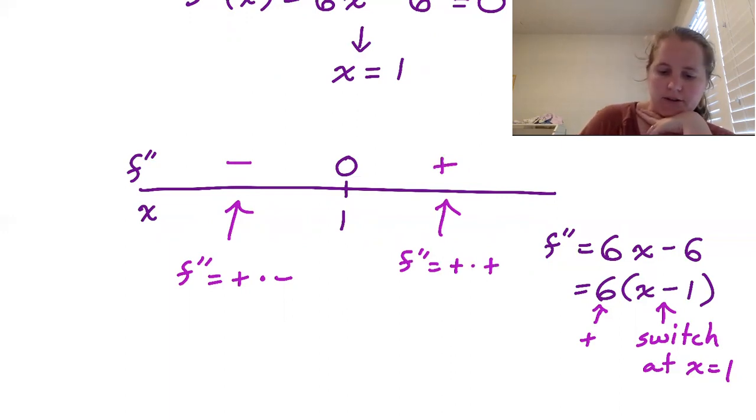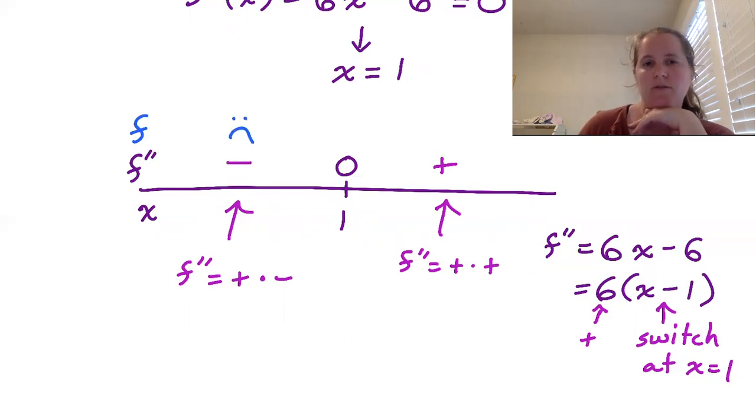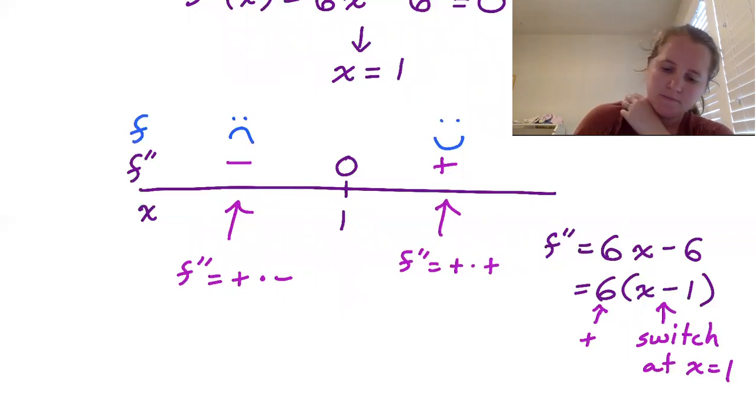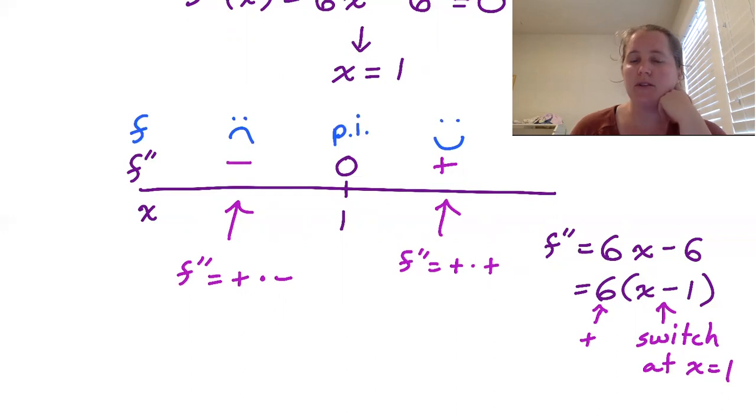And our function f, we start off negative, we're unhappy. So it's frowning, we're concave down. Positive, we're now happy, it's concave up. And we will have a point of inflection, which I'm just going to label as PI for point of inflection.